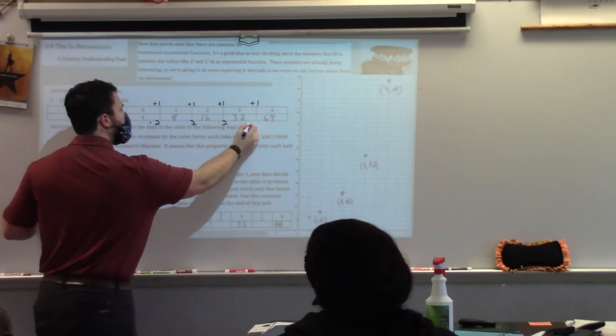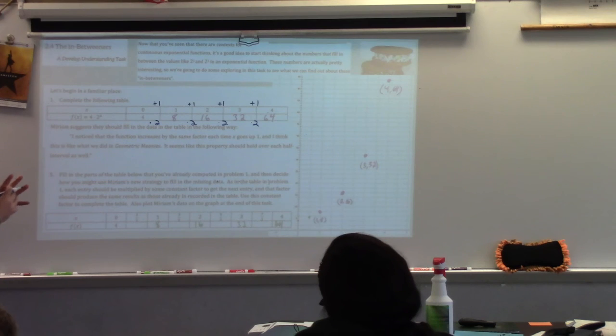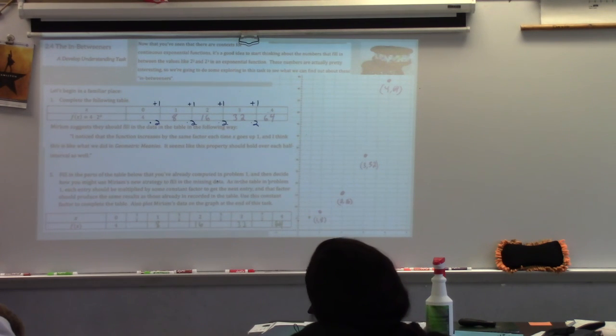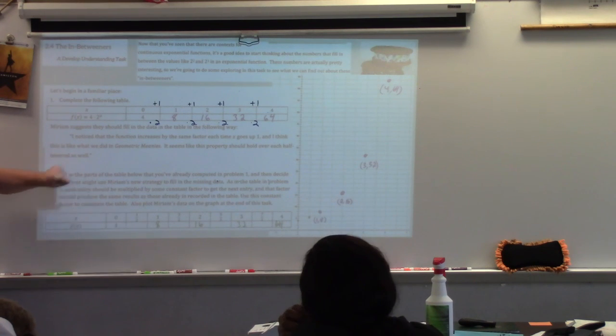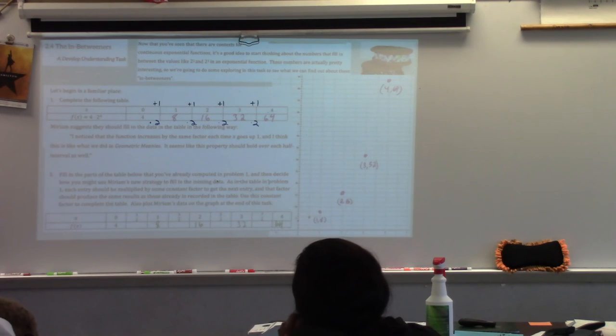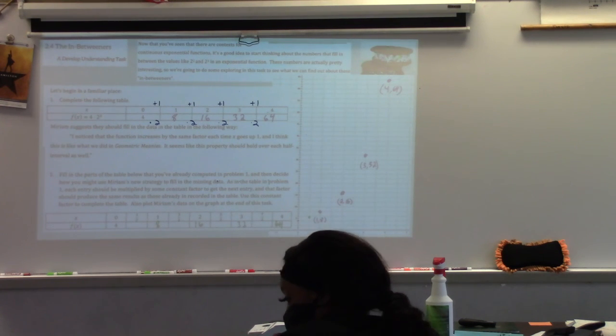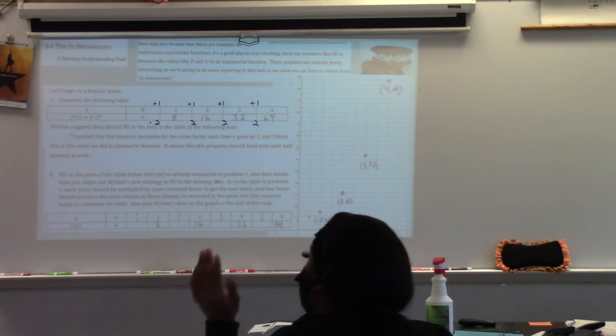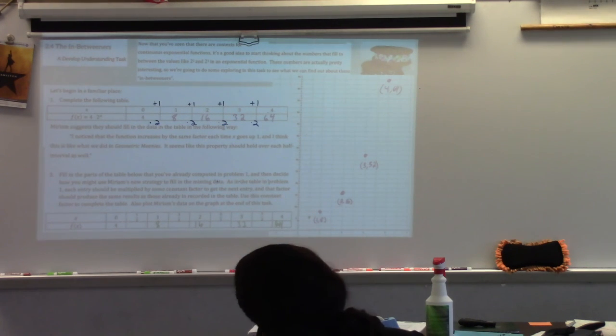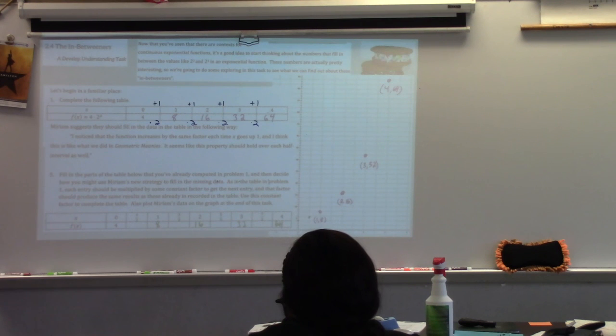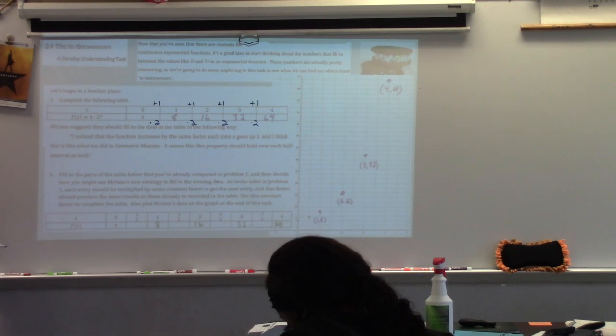Notice this is what she's saying. Every time the x increases by 1, are we multiplying by the same factor? Is that true? Yeah. So her argument is that this property should hold over each half interval as well. So fill in the parts of the table below that you've already computed in problem 1, and then decide how you might use Miriam's new strategy to fill in the missing data. Alright? As in the table in problem 1, each entry should be multiplied by some constant factor to get the next entry. And that factor should produce the same results as those already recorded in the table. Use this constant factor to complete the table.